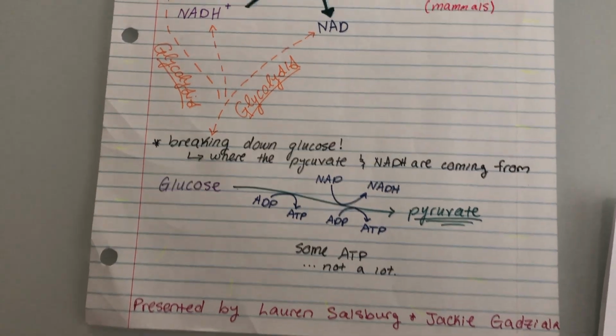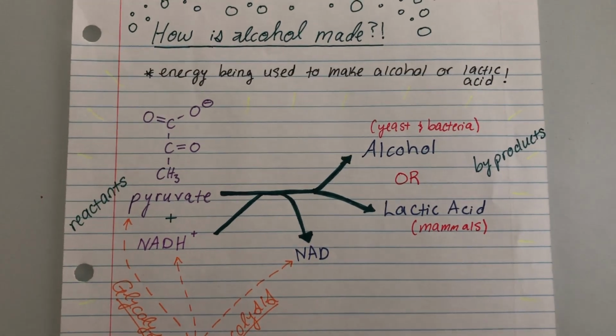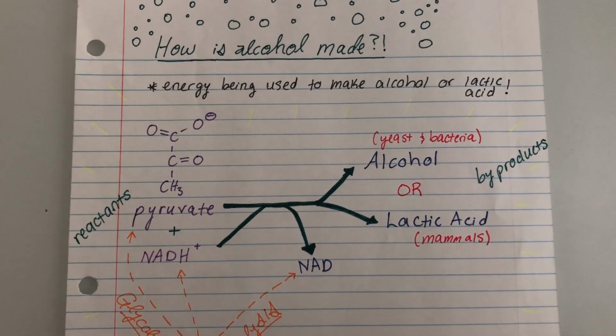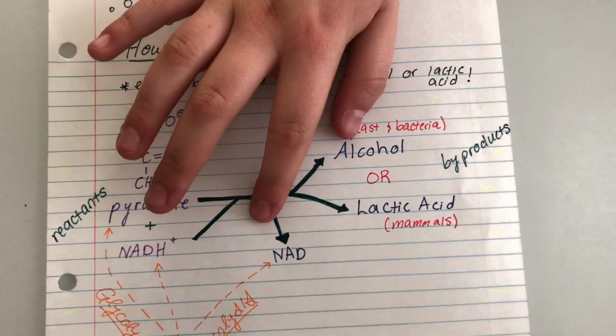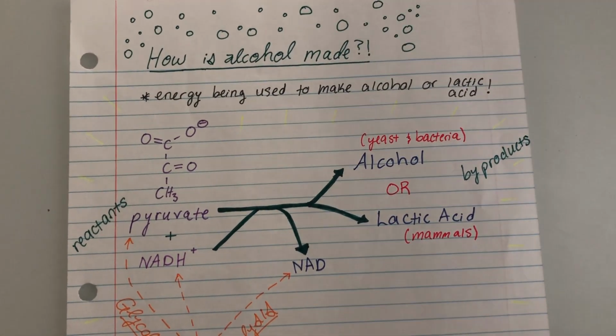So back to the fermentation diagram. We have the reactants that we just went over. Those react together to form NAD+ and either lactic acid or alcohol.